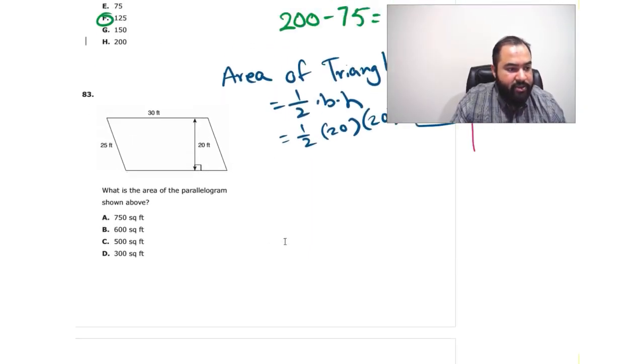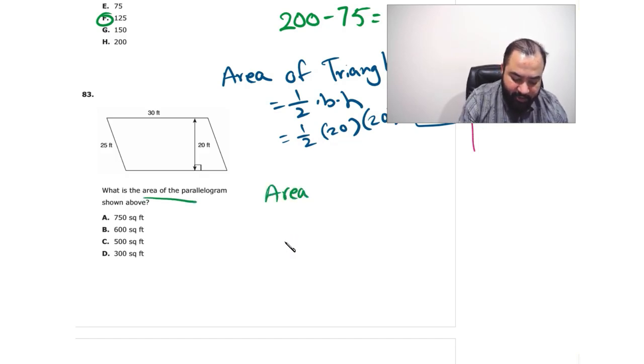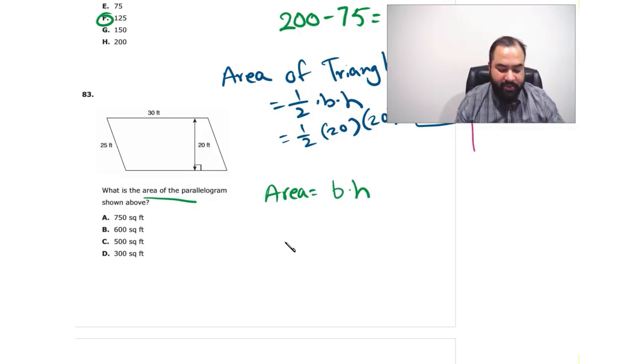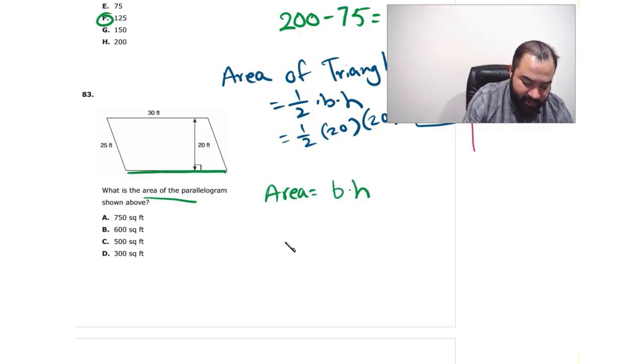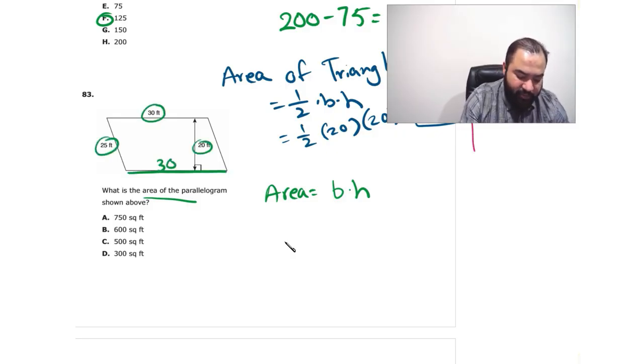Let's do the next question. It says there is a parallelogram. They ask, what is the area of the parallelogram? We know the formula: area of the parallelogram is equal to base times height. That's it, just base times height. Now you have to recognize this base here, that's 30. And which one is the height, guys? 25 or 20? The answer is 20.